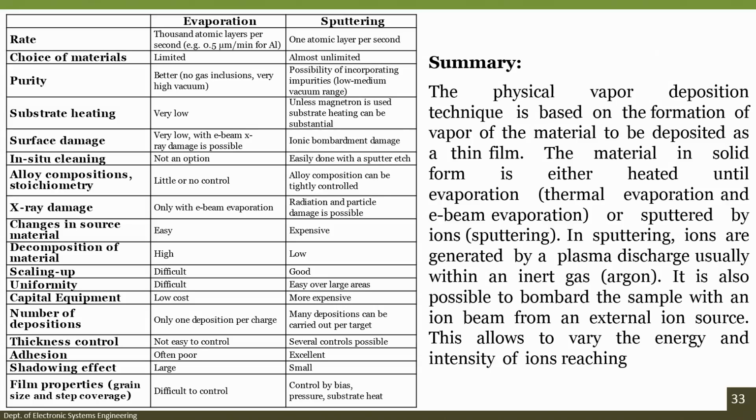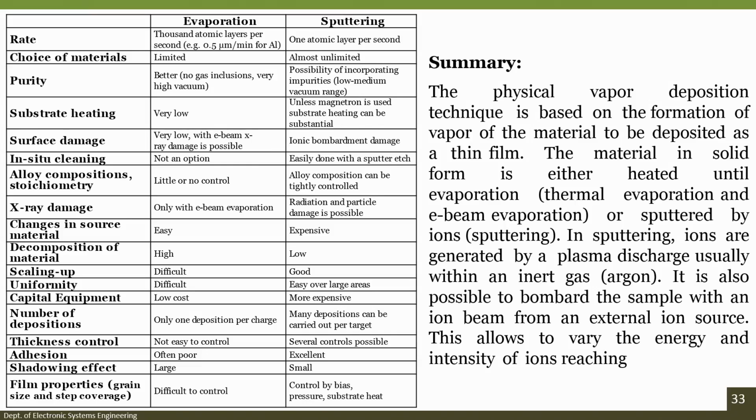The substrate heating is very low in this case, unless you use a magnetron, in which case the substrate heating can be substantial. Surface damage is very low, but electron beam damage is possible. In sputtering, the possibility of surface damage is because of the ion bombardment, while in situ cleaning, which is not possible in thermal evaporation, can be easily done by sputtering. You can clean the chamber by using sputtering itself.